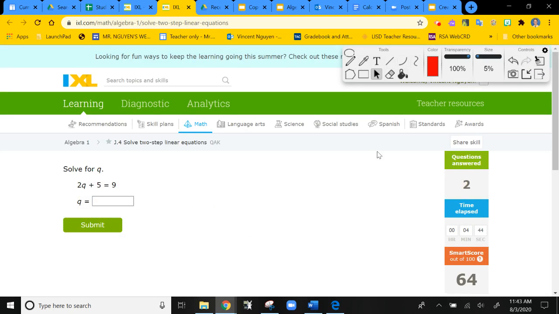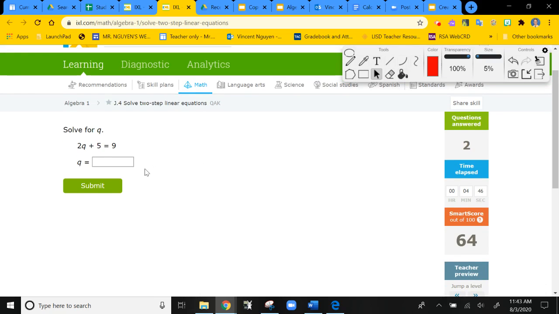Okay, this is the same. This is kind of different. So what we're going to do is subtract 5. If you know your inverse operations, you could actually do this on your calculator. You start with 9 right here, subtract 5, and then the inverse for multiplication is dividing by 2.